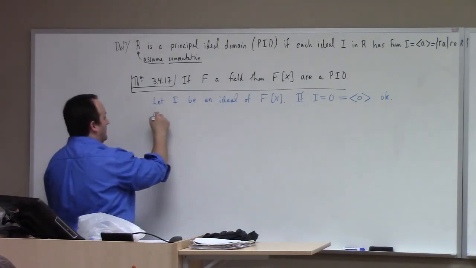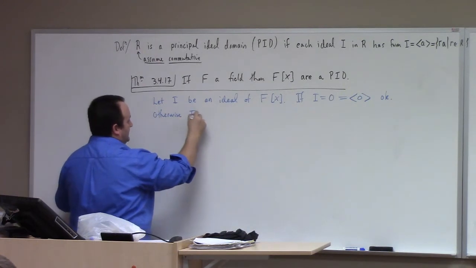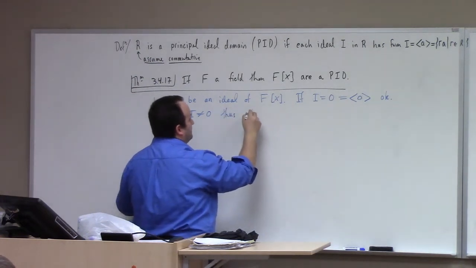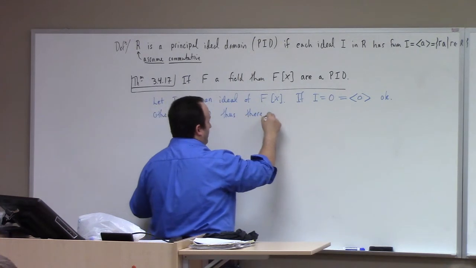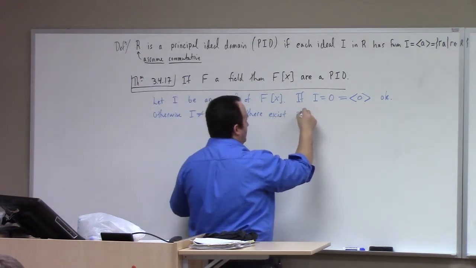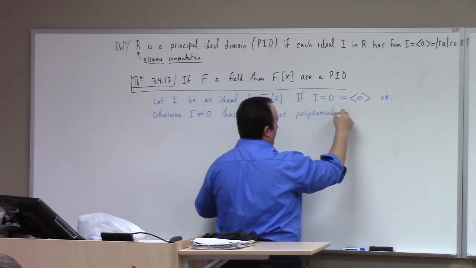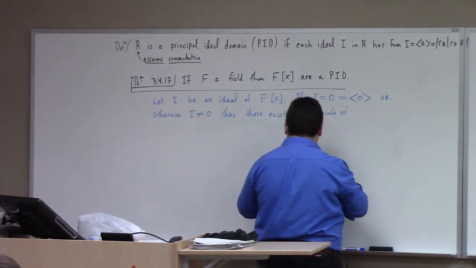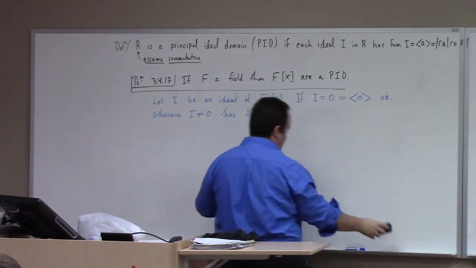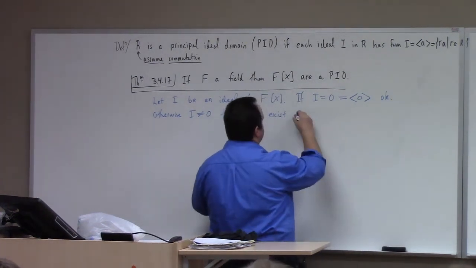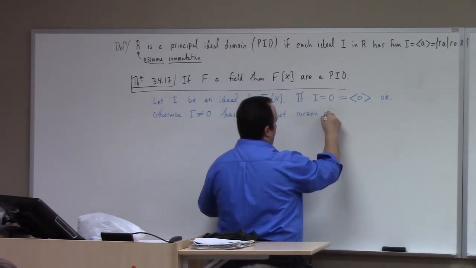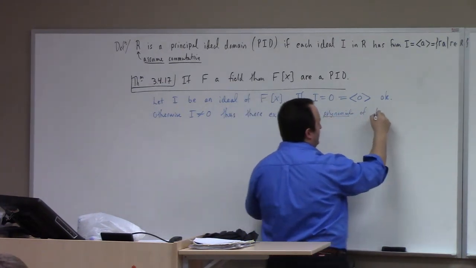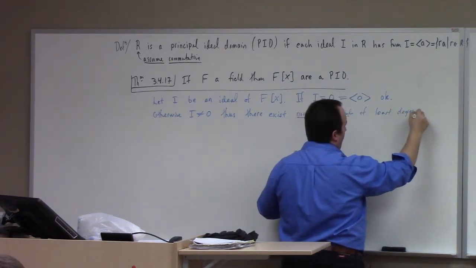Otherwise, I is not equal to 0, right? Thus, there exist, I should say, there exist non-zero polynomials, right? Non-zero polynomials. Why is that important? Non-zero polynomials of least degree in I.